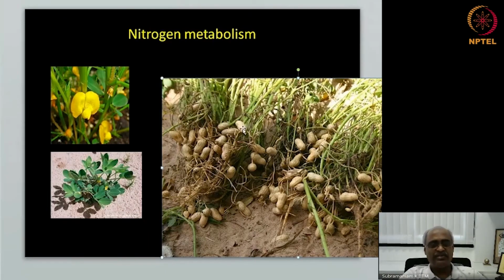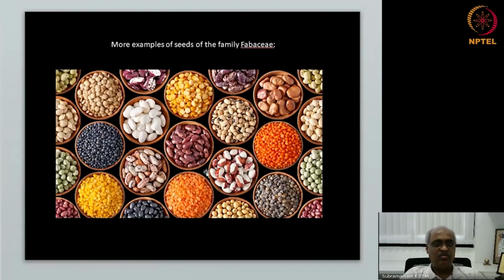Occasionally you may have 1-seeded or 3-seeded ones, but mostly 2-seeded ones. And what is special about them, we will see as we go along. And this is one example. So this is an oil seed, and here you go, more of them. Variety of pulses or lentils. If you speak Hindi, dals, or if it is Tamil, it's parupu.